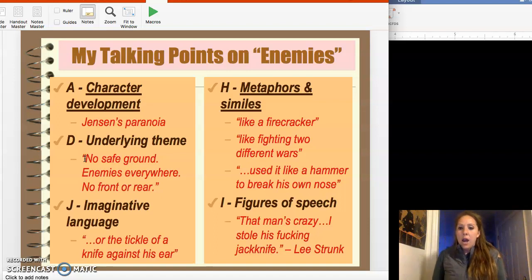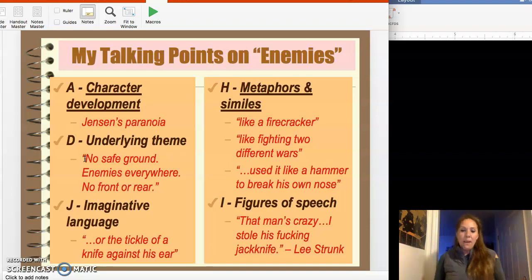Finally, there are so many similes. My goodness. Three particular similes are so powerful to me. It talks about when he broke the nose of Lee Strunk, it sounded like a firecracker. So just imagine the sound, right? Remember the senses. So this comparison of the snap of the nose to the sound of a firecracker really helps us understand how horrible this break was.